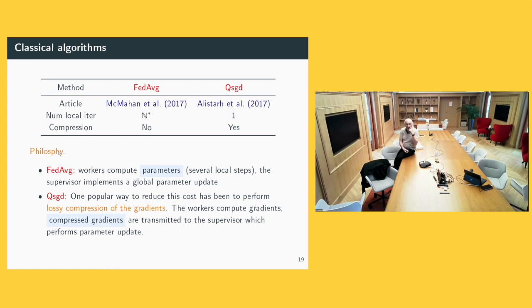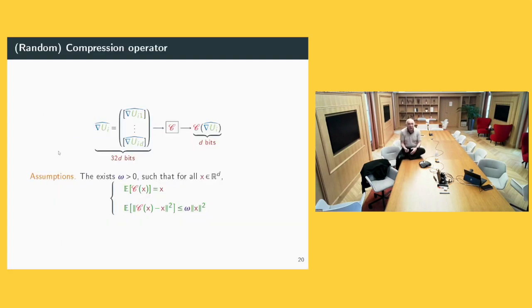Okay. And then they transmit this gradient to the supervisor. And in order to control the amount of information which is exchanged, you use lossy compression of the gradients. So I will discuss, in fact, first the way you compute the lossy compression. So what is a compressor?